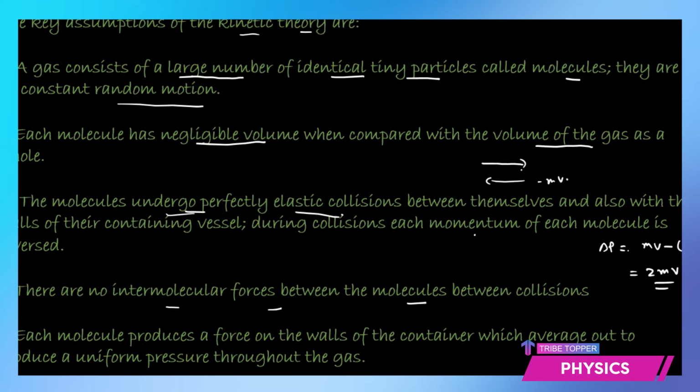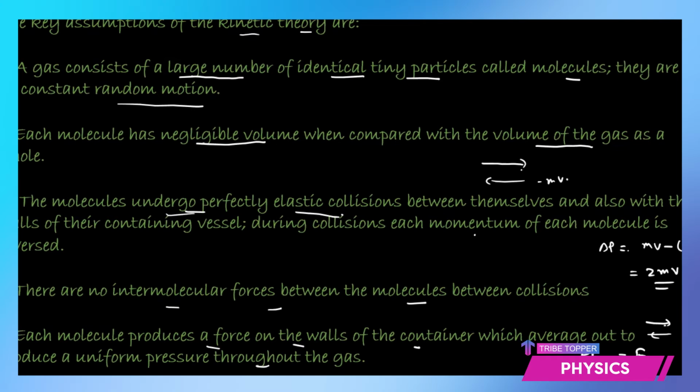And each molecule produces a force on the walls of the container, which averages out to produce a uniform pressure throughout the gas. Because when molecules are going, I found out here there is a change of 2mv. So when the molecules go and hit the wall and then come back, there is a change of momentum happening, and this takes a very small interval of time t. By Newton's second law, which you've learned in mechanics, the rate of change of momentum gives you the force that each molecule is going to exert on the walls of the container, and that force over area gives you the pressure.